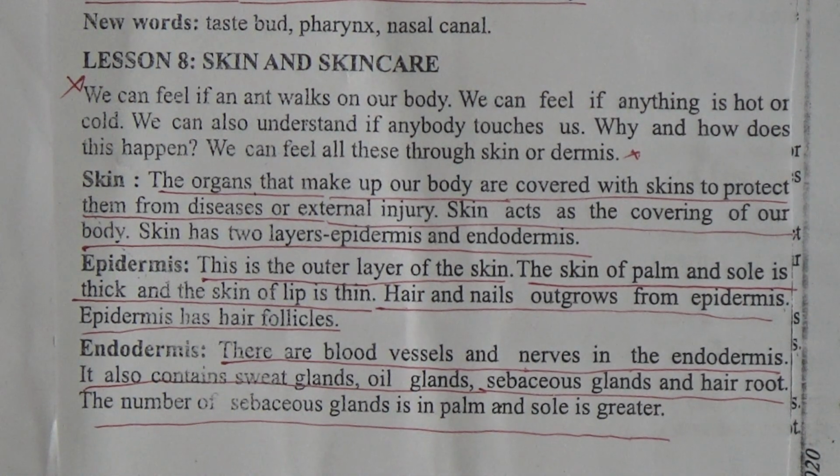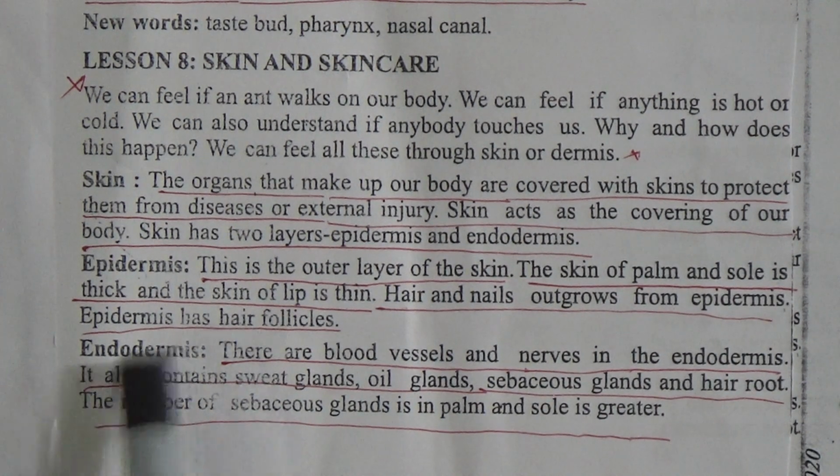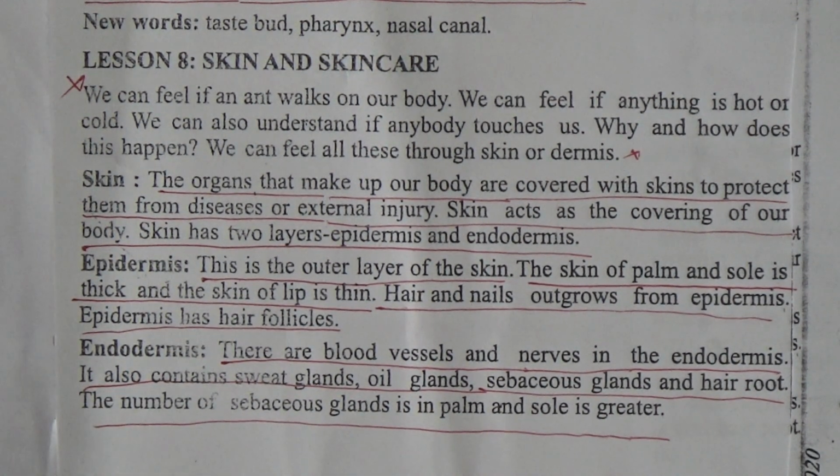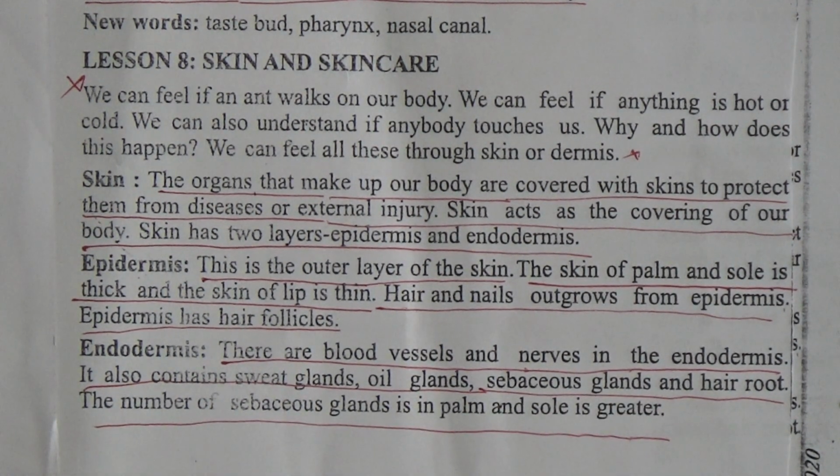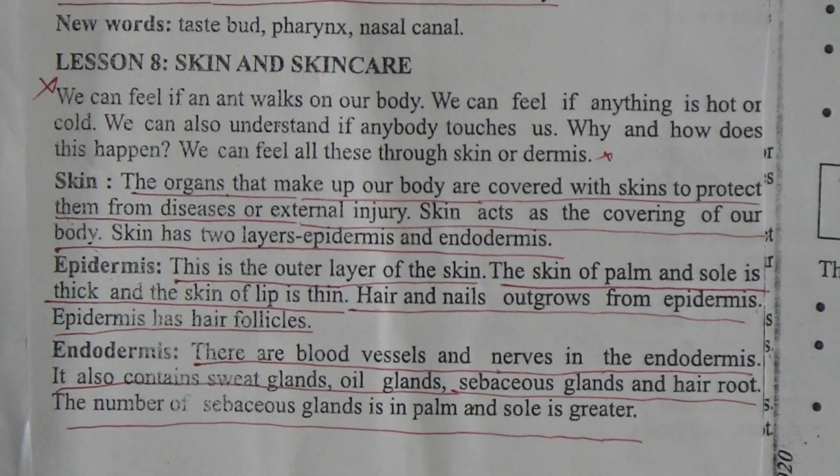So there are lots of sebaceous glands, and in the endodermis there are different kinds of glands like oil glands, sebaceous glands, and sweat glands. When we are sweating, the water comes out from the sweat glands. And in the epidermis, the outer part of our skin, there is small hair, and also our nails and hair grow from the epidermis.